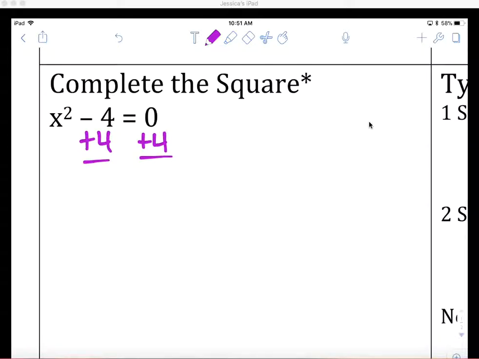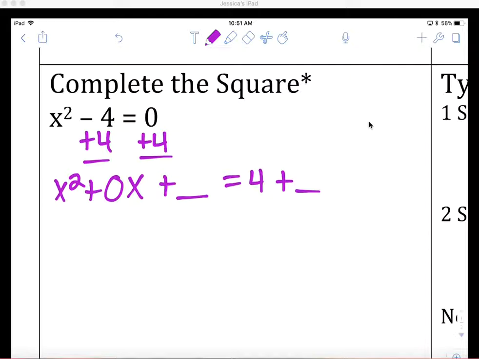Once you do that, I have x squared plus, I'm going to say 0x, since there's no middle x, plus blank equals 4 plus blank. From here, you're trying to write this as something squared. So remember, you typically would take half of b, half of 0 would be 0, and then 0 squared goes in the blank.